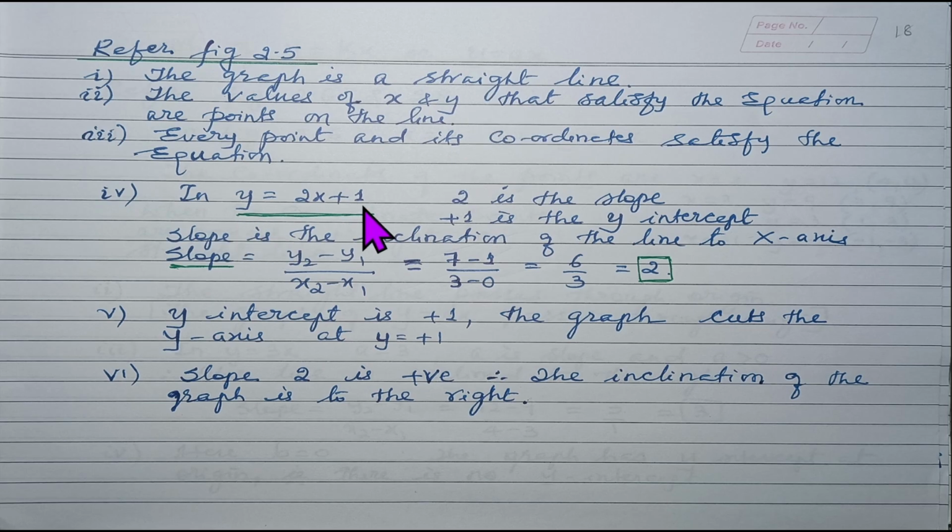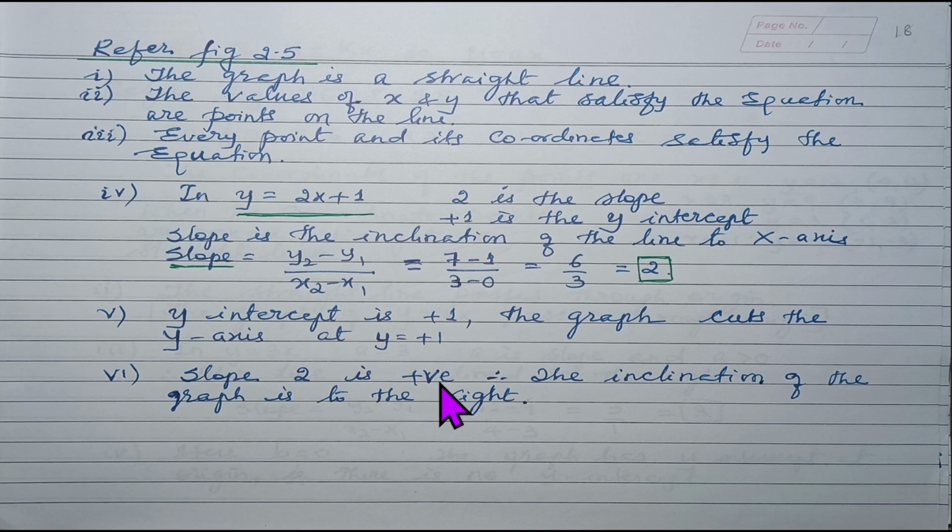Now in y is equal to 2x plus 1, 2 is the slope as I have already told you, and plus 1 is the y-intercept. Slope is the inclination of the line to the x-axis, which I have told you. Now the slope is the ratio of the difference of the y coordinates and the x coordinates, so we get 7 minus 1 divided by 3 minus 0, that is 6 by 3, which is equal to 2. That is the slope which you have to remember. Now the y-intercept is plus 1, which I have already shown. The graph cuts the y-axis at y is equal to plus 1.